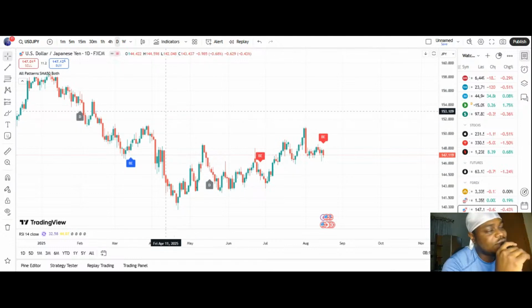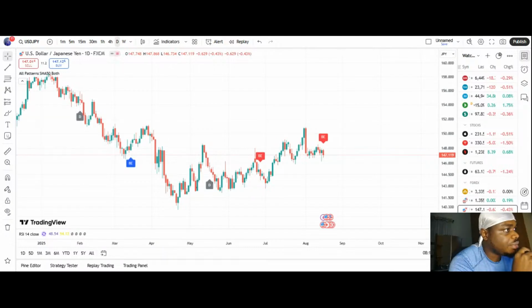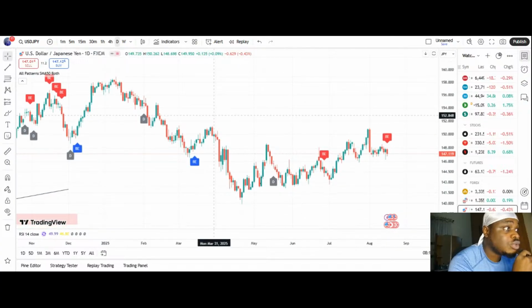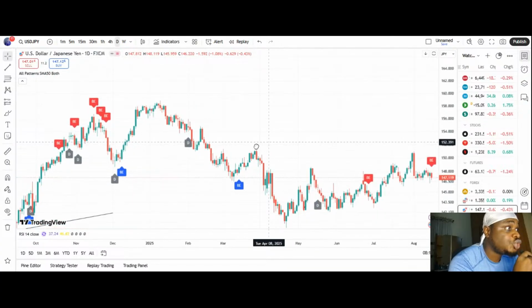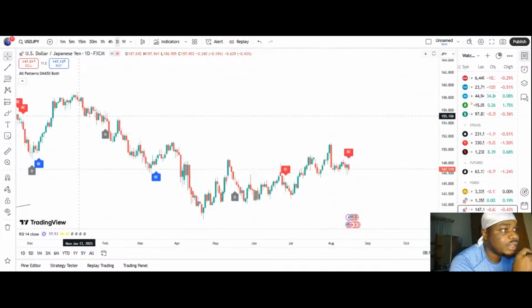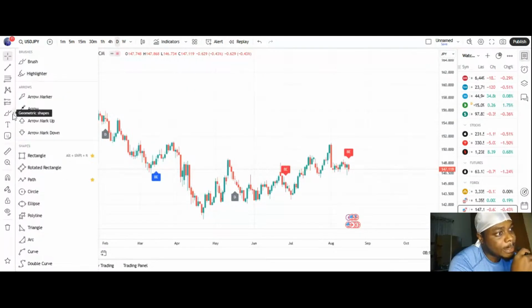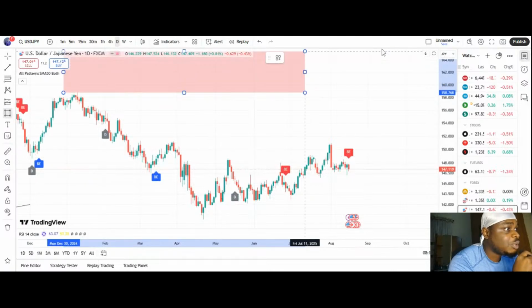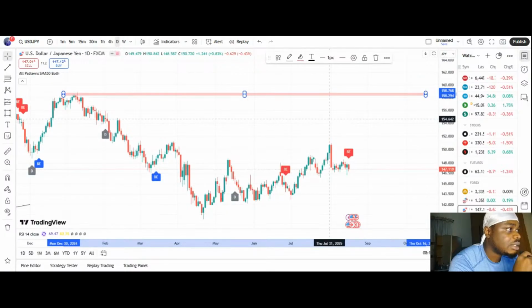I mostly start from the daily to analyze the chart. The daily is my go-to area. I go to the daily just for reference, just to look for the highest point. Like you can see here, I use this rectangle tool. I go to the highest point, which is around here, and I mark it.